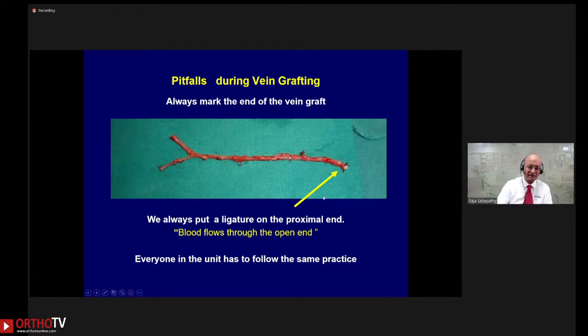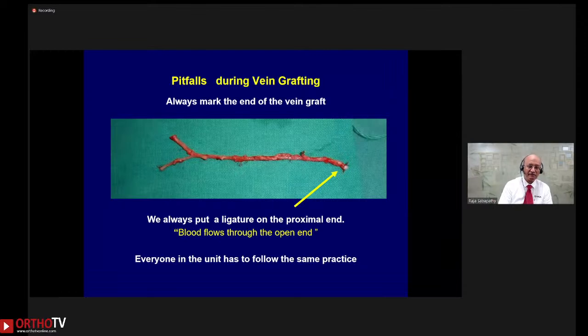So this is the thing I learned in Louisville. You just always ligate it apart proximally. Blood always flows through the open end. And everyone in the unit must do this, because someone will take a vein graft and you will be putting it in, and then it is quite possible to make mistakes. So everyone in the unit must follow the same practice of harvesting the vein graft and marking the vein graft. Everyone must follow the same technique.